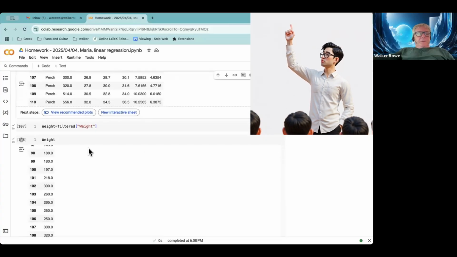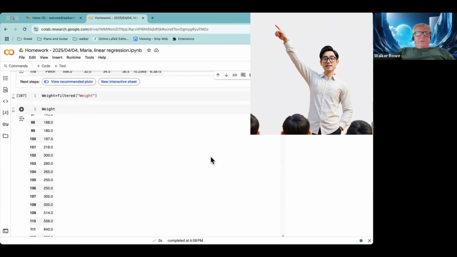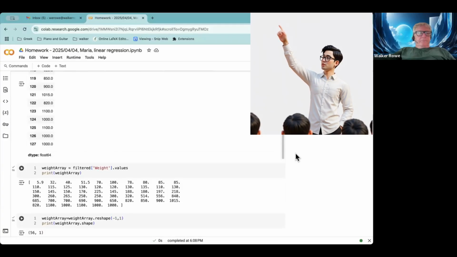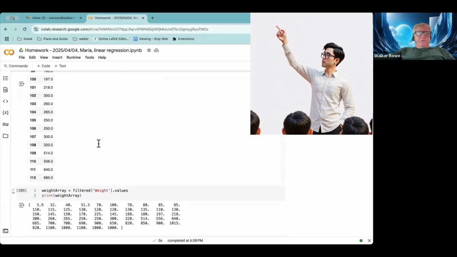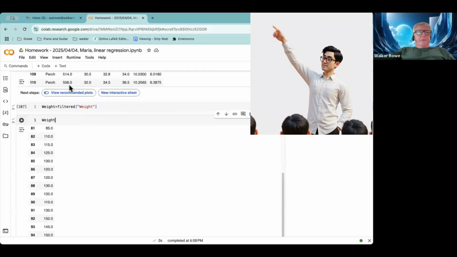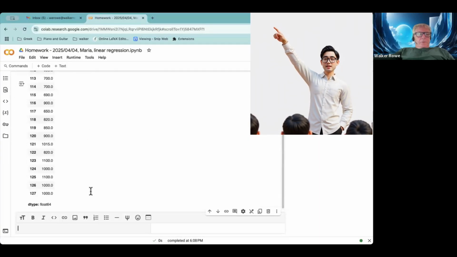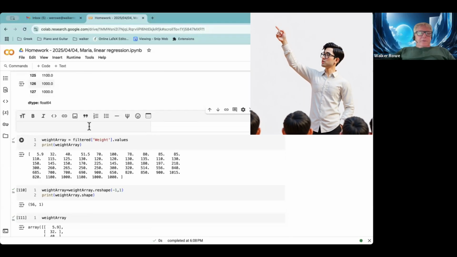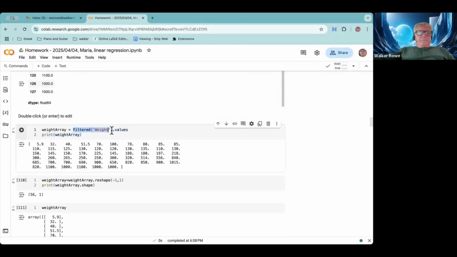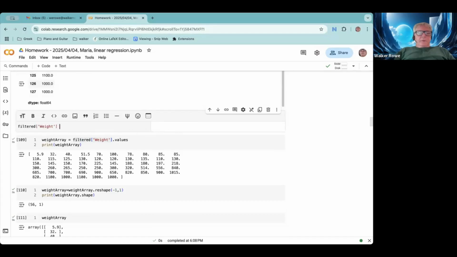Okay, so this is going to be our Y. So she's just printing it out. Now, this step here, let's write some instructions. When you say this, what is this? What kind of object is this? Is a pandas what?